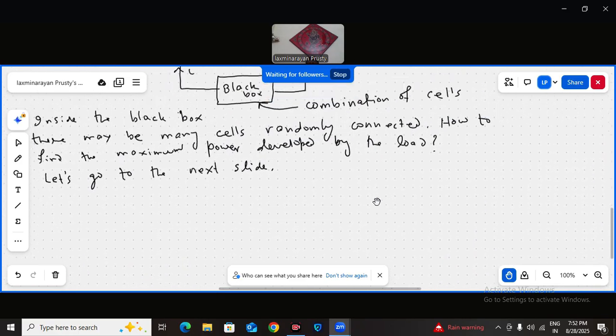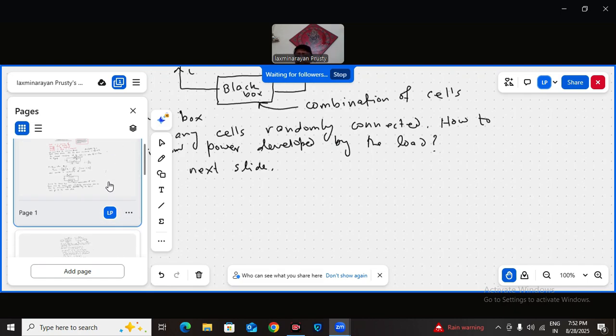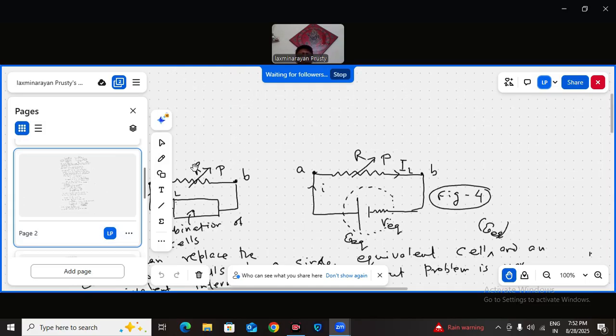Okay, so let's go to the next page. This is page 2.